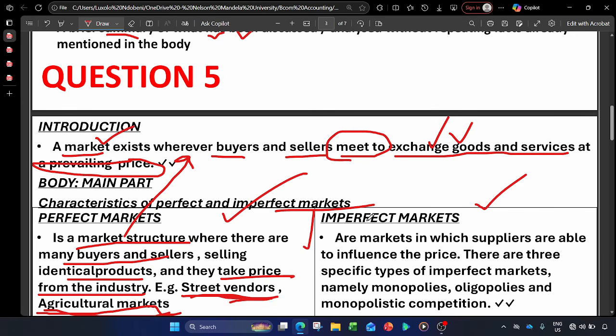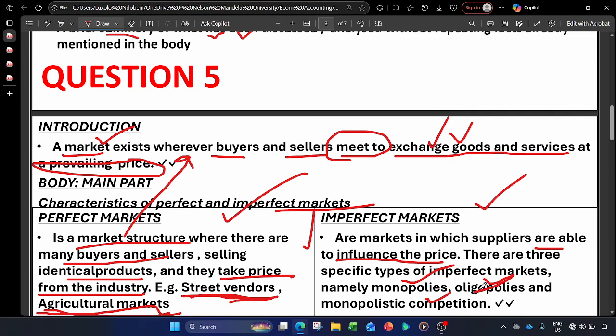So coming to the imperfect markets, these are the market structures also, in which suppliers are able now to influence the market price, right? And these are the three types of imperfect markets. The first one is the monopolies or the monopoly, oligopolies, and the last one is the monopolistic competition, right? So all of these three are there. They are the imperfect markets.